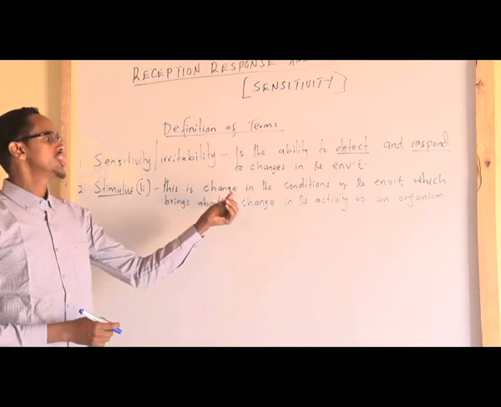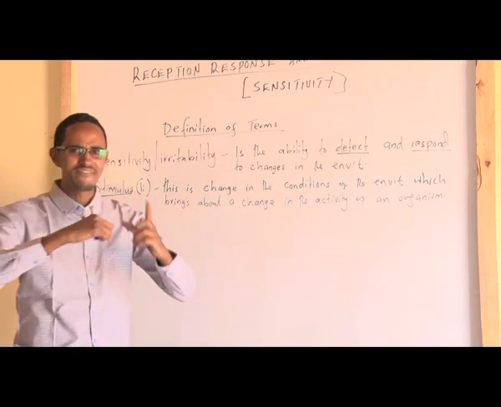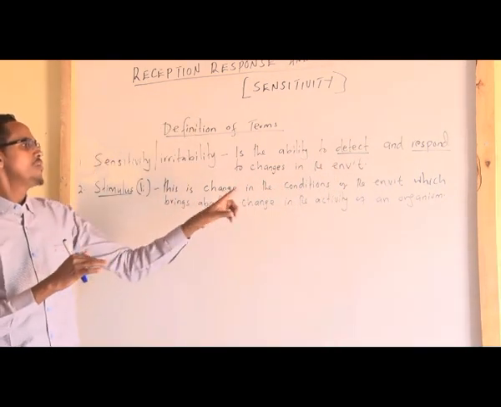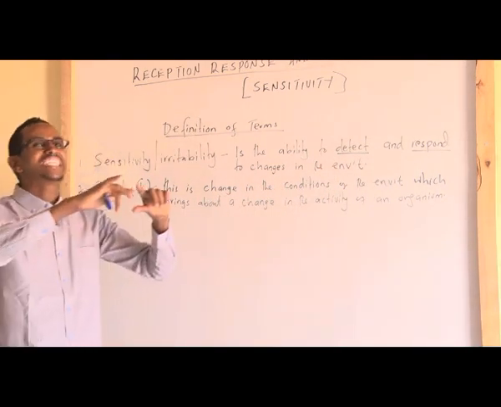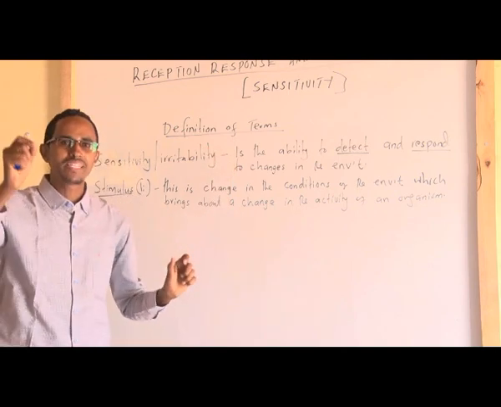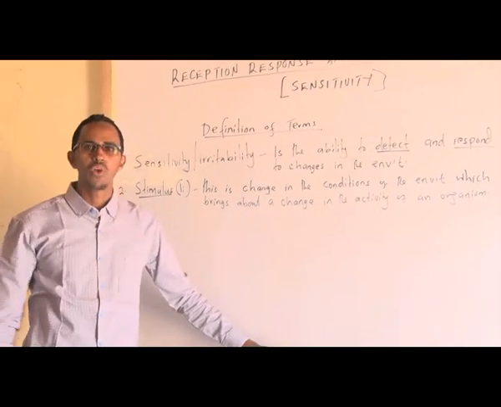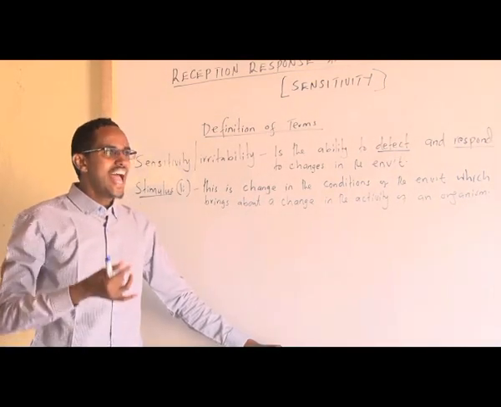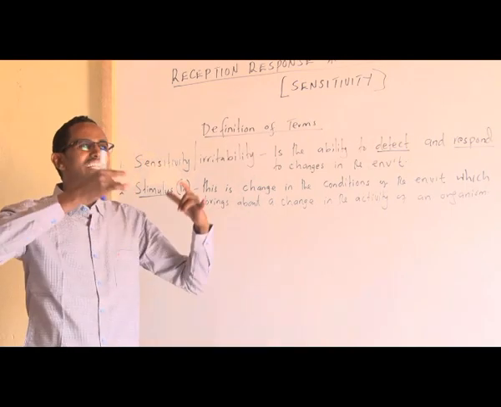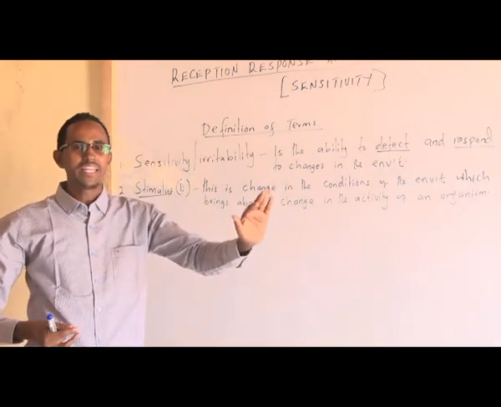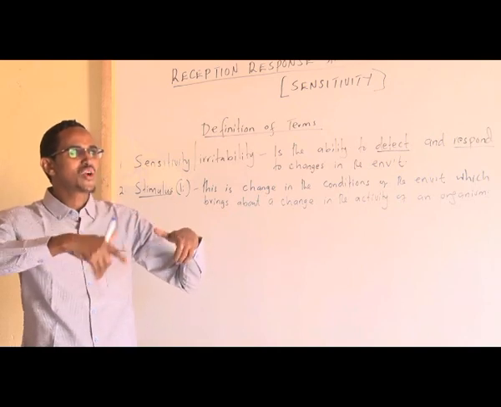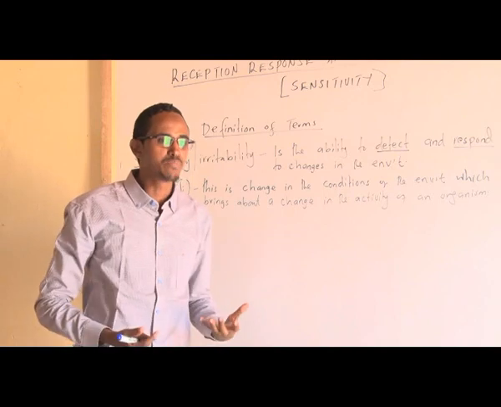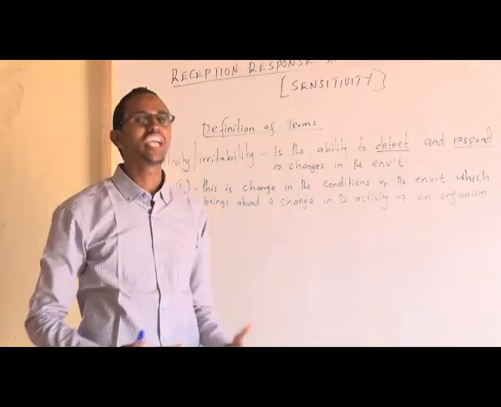Stimulus, this is a change. It is a variation in the conditions of the environment. Stimulus is about change in the environment. When an aspect of the climate or environment changes, the body of a living organism will detect that a change has occurred, and therefore the organism will also try to adjust whatever it has been doing. The organism will also change its activity.